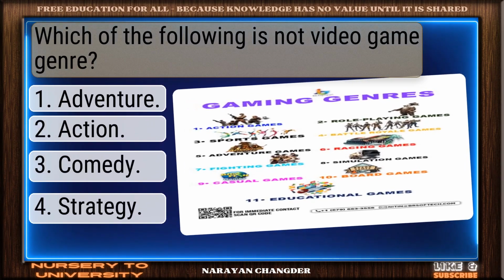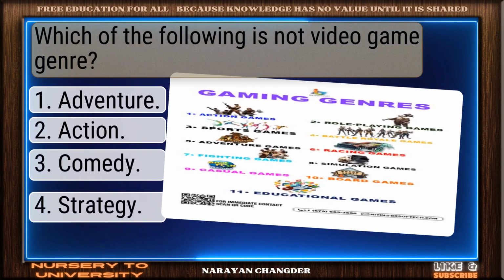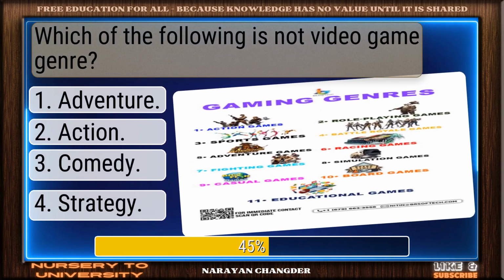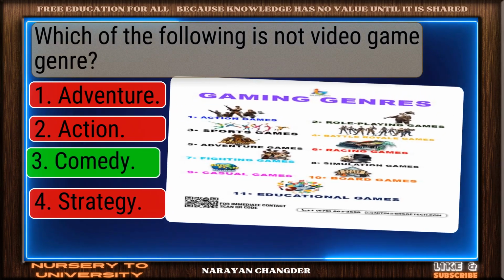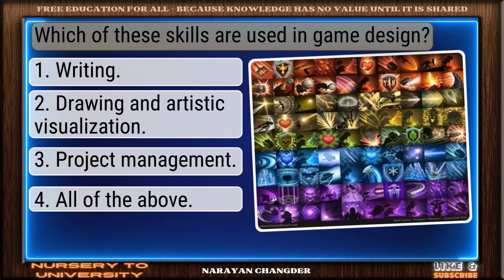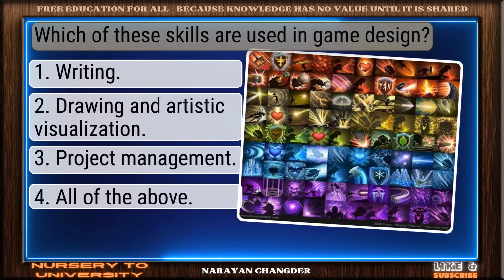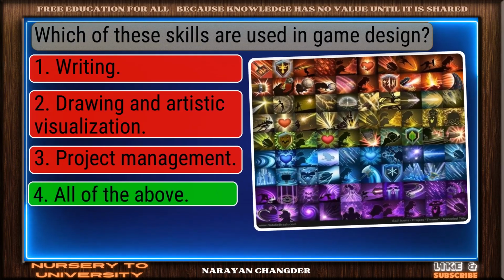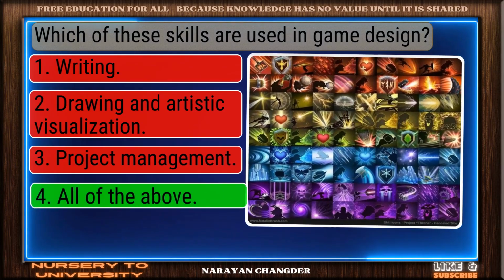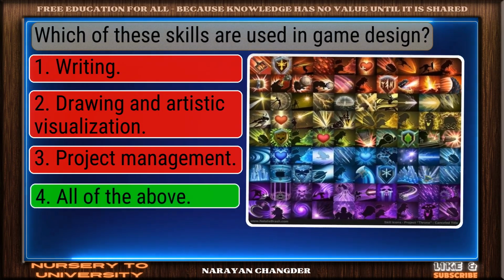Question number 29. Which of the following is not a video game genre? You got it. Your choice, comedy, is right. Question number 30. Which of these skills are used in game design? Correct response. All of the above is the most accurate answer.